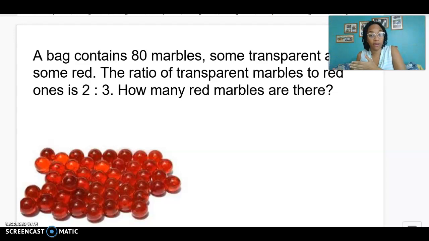There's a bag which contains 80 total marbles. Some of them are transparent and some of them are red. Remember, transparent means that the light is moving through it. Okay? The ratio of transparent marbles to red ones is 2 to 3. How many red marbles are there?